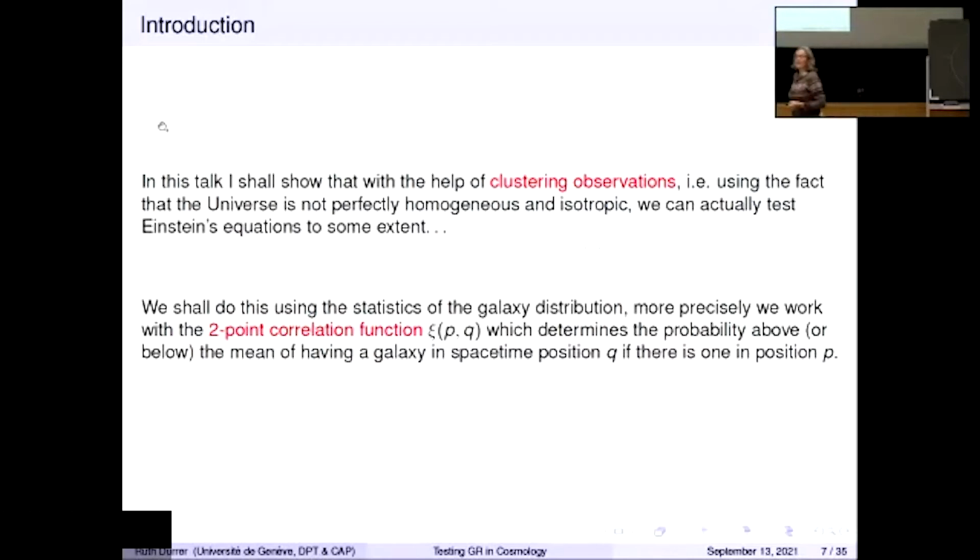What I want to discuss in this talk is that if we go beyond this homogeneous and isotropic geometry, and take into account that actually matter is clustered on smaller scales, that we have galaxies, we have huge voids, we have filaments of galaxies, clusters of galaxies in the universe. If we take that into account, we can actually do a bit more.